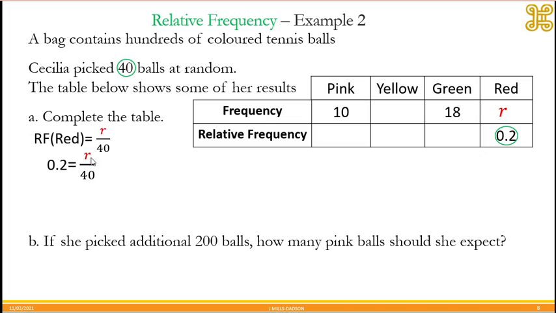Now can we work out R? We multiply both sides by 40. That means that 8 red balls were picked. So we know R is now 8.